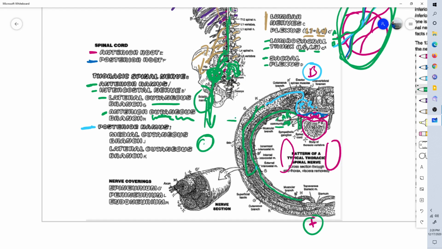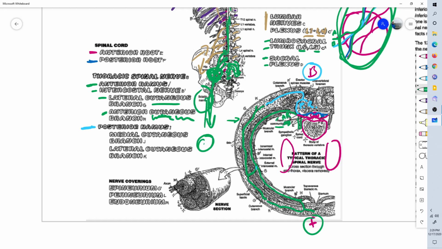This is your skin right here of your side. Let's say you raise your arm. This is the skin of your side. And this lateral cutaneous branch of the anterior ramus, or the intercostal nerve here. And then the branching off here, the anterior cutaneous nerve.